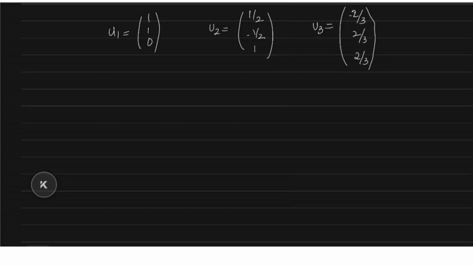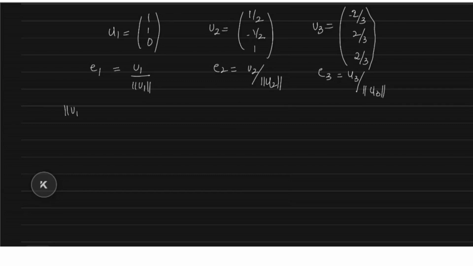So now what we are going to do is normalize. Normalizing is nothing but writing the unit vector for each. For u1, the normalized vector, we are going to name it as e1. So e1 would be u1 by norm u1. Likewise, for u2 it will be e2, so u2 by norm u2, and e3 is equal to u3 by norm u3.